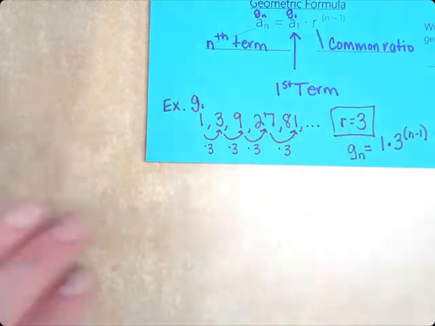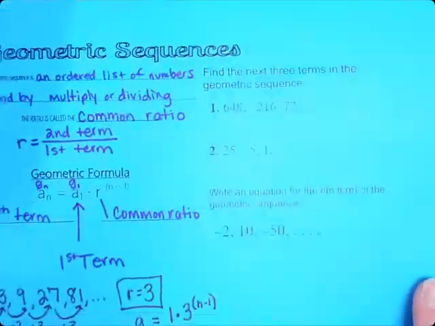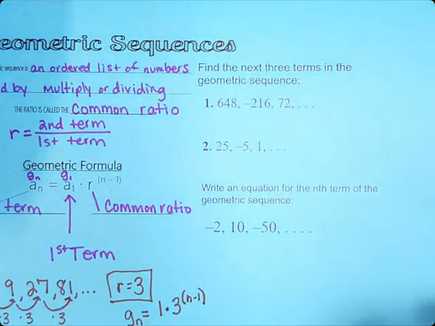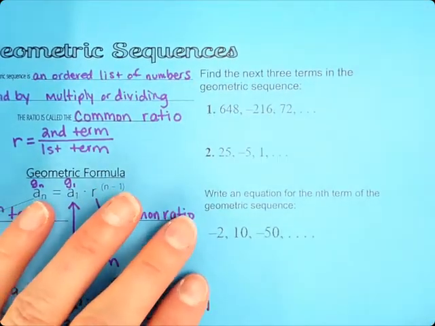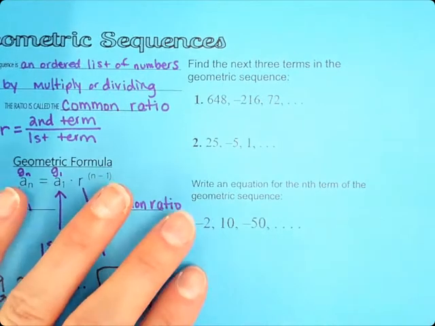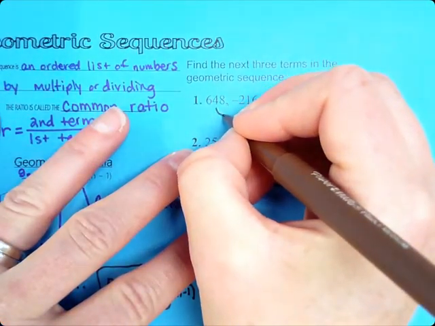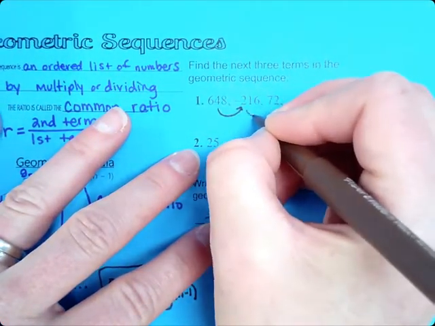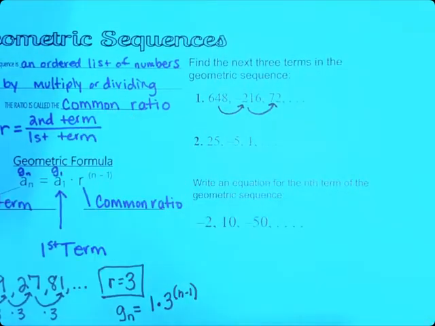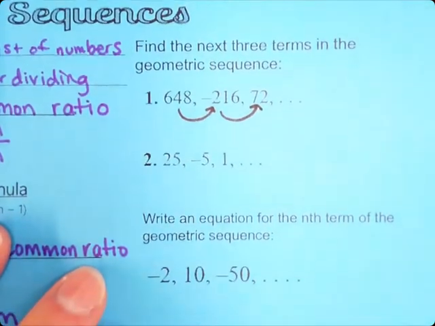Okay, so let's look at our next couple of examples. Number 1 says find the next 3 terms in the geometric sequence. That's all it asks us to do. But we're actually going to find our common ratio also. So let's look. Before we start figuring out what our common ratio is, let's think about what we see in this pattern or this sequence of numbers.